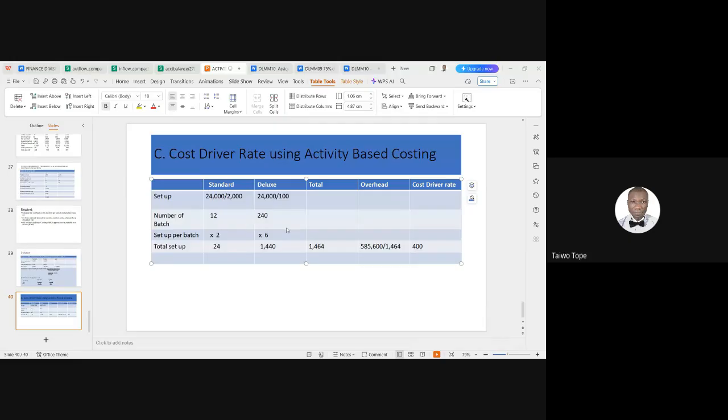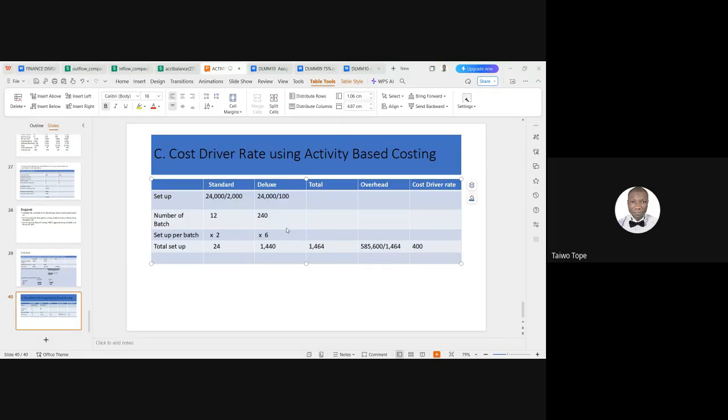So OAR has no business with ABC cost driver rate. OAR is in relation to the traditional method. For this activity-based costing, we are following the activities one after the other.